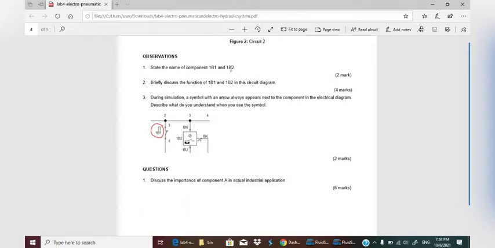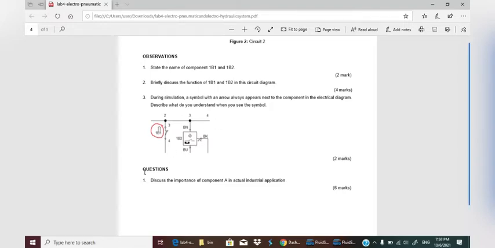For observation number 1, state the name of component IB1 and IB2. The name of component IB1 and IB2 is the limit switch. Question number 2, briefly discuss the function of IB1 and IB2 in this circuit diagram. The function of IB1 and IB2 is simply to control the cylinder rod. Question number 3, during simulation, a symbol with an arrow always appears next to the component in the electrical diagram. Discuss what you understand when you see the symbol. The symbol represents the current that flows through the circuit.